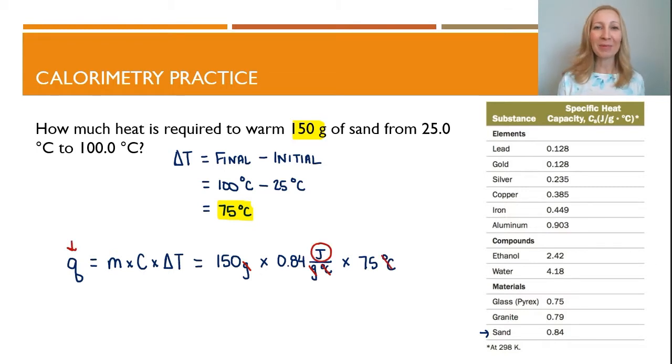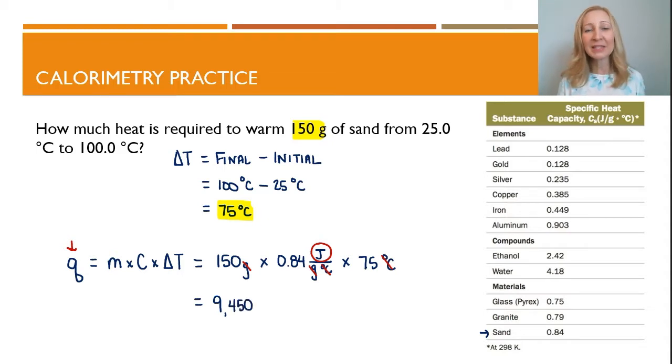Now, back to the problem here. We have a change in temperature of 75 degrees Celsius. I plug everything in. Now, let's take a look at the units. Degrees Celsius and grams both cancel out, giving me final units of joules, which is exactly what I want when I'm calculating an energy change. So Q should have units of joules because all of the other units cancel out.